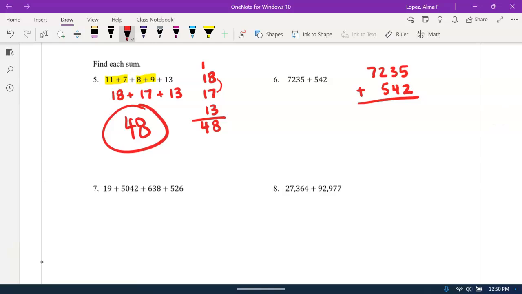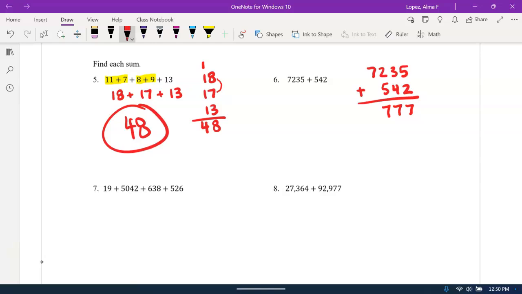I'm going to add the ones digits together. 5 plus 2 is 7. I'm going to add the tens digits together. 3 plus 4 is 7. Then I'm going to add the hundreds digits together. 2 plus 5 is 7.